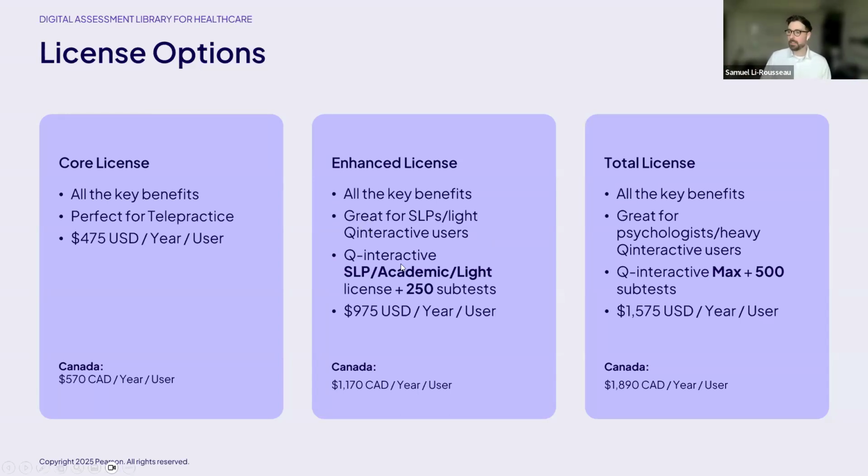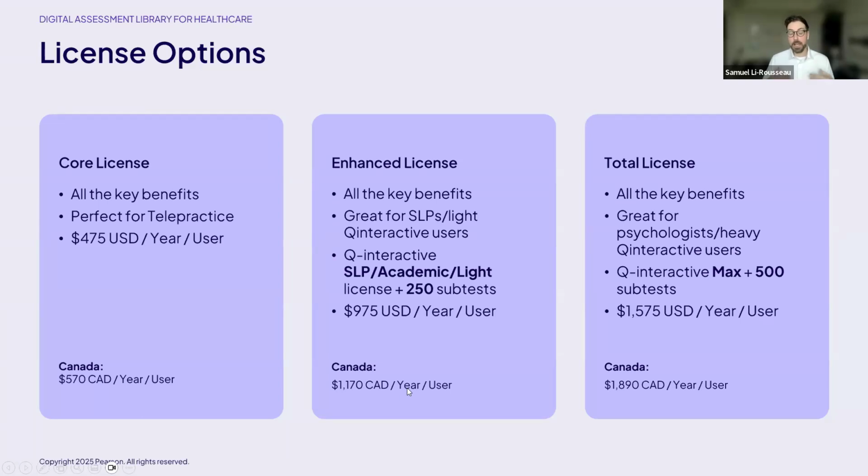And so what you would get on top of all the benefits that we talked about would be a Q Interactive license, as well as 250 complimentary subtests added to your account. So for that, it's $975 per year per user, or in Canada, it would be $1,170 per year per user.